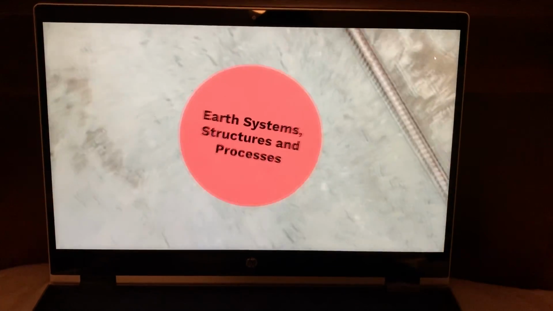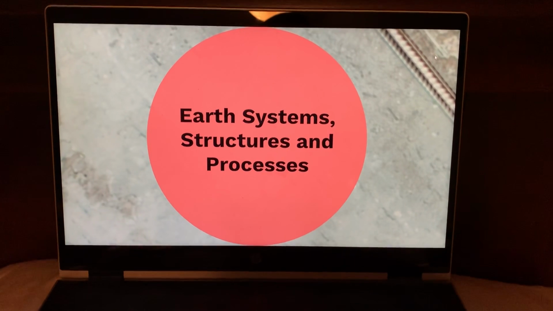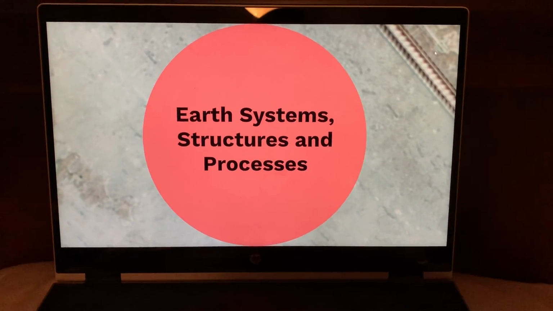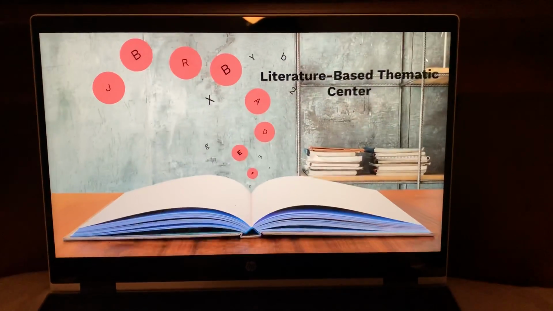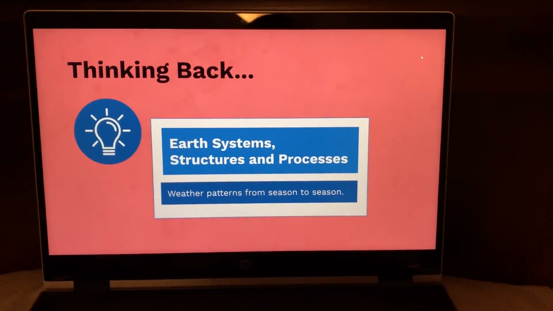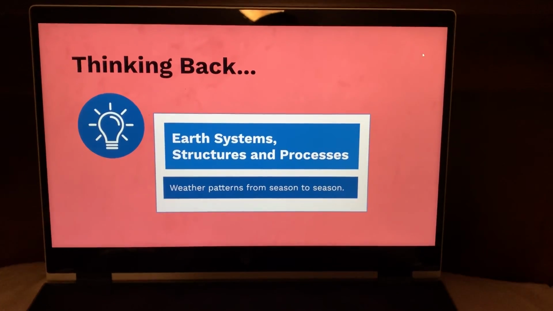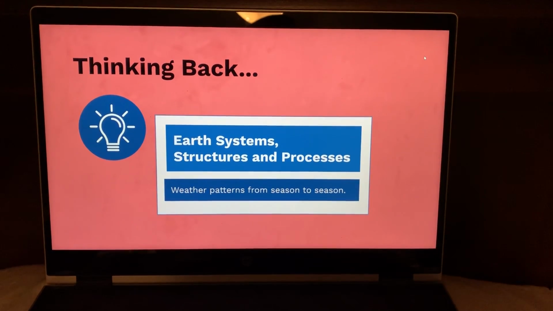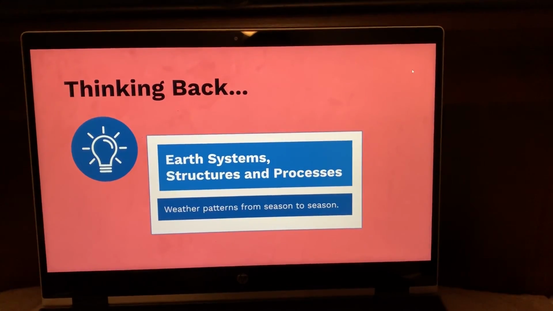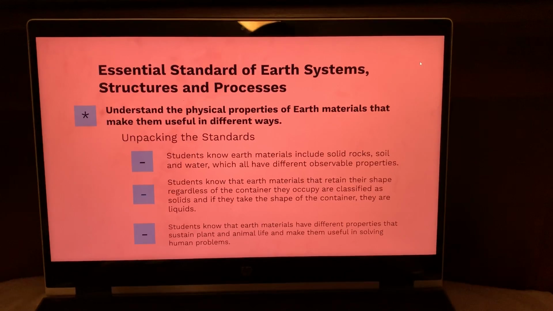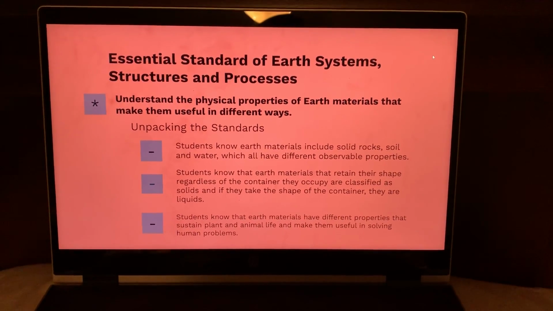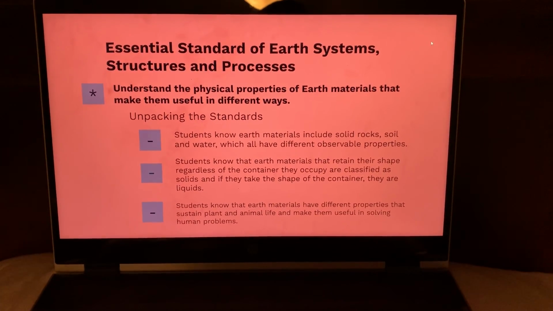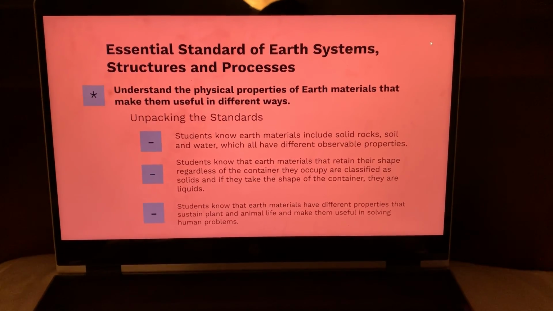Okay. So the next part of this lesson, the second lesson plan, would be Earth systems, structures, and processes. So this was one that I had a little problem trying to tie it back into, because the previous lesson, the standard, was weather patterns from season to season. The only thing that I could think of incorporating is like rain and snow being a material of Earth, the water.